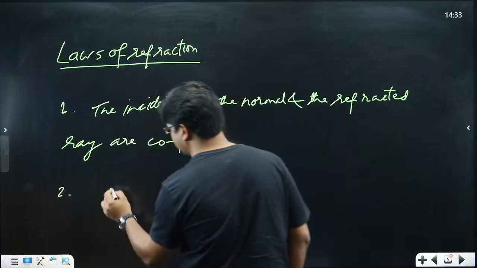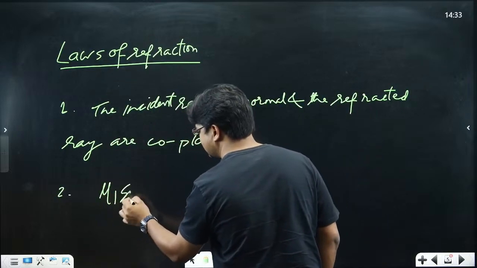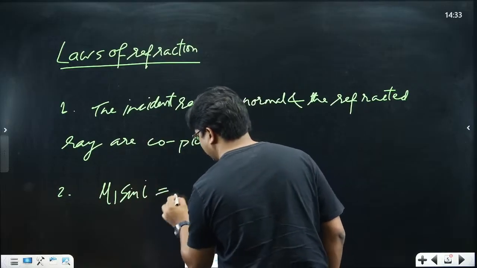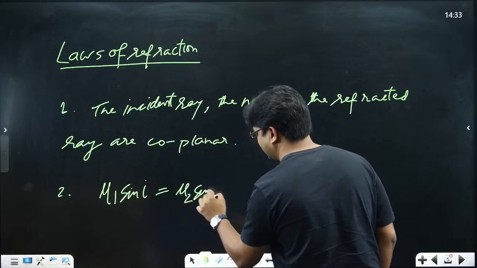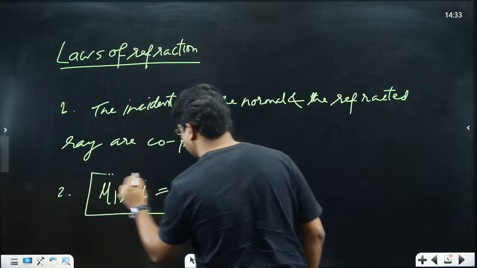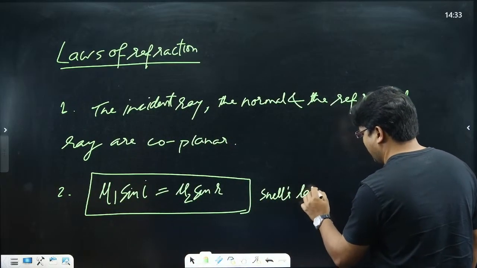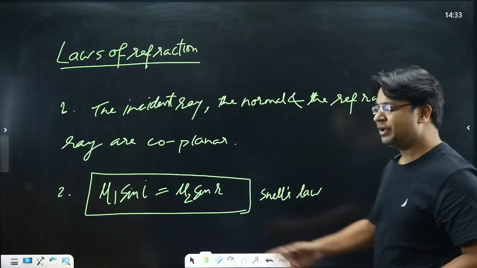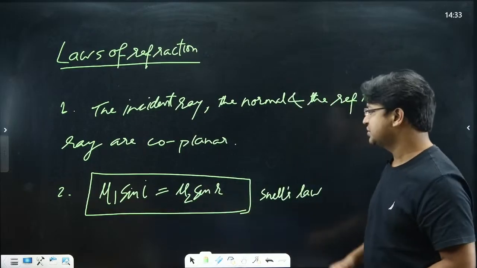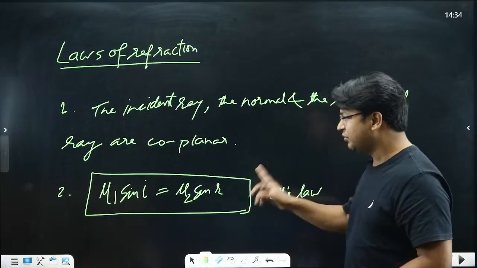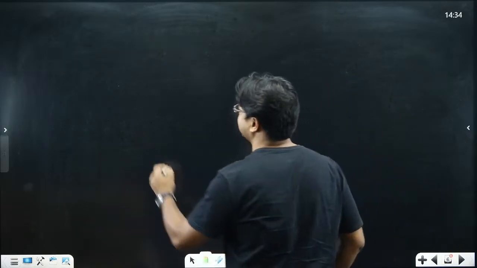And the second is that mu1 sine I will be same as mu2 sine R. Okay, this equation is called Snell's law. Okay, mu1 sine I is equal to mu2 sine R. So this is called Snell's law. Now, what does this equation tell us?